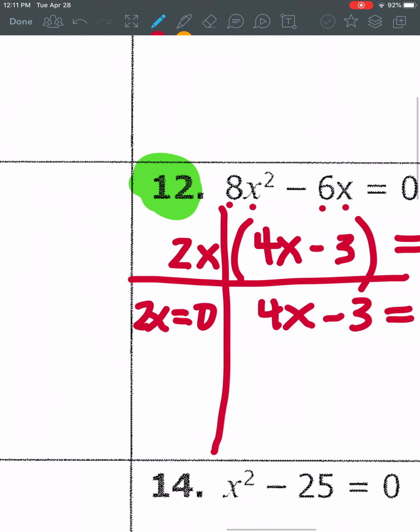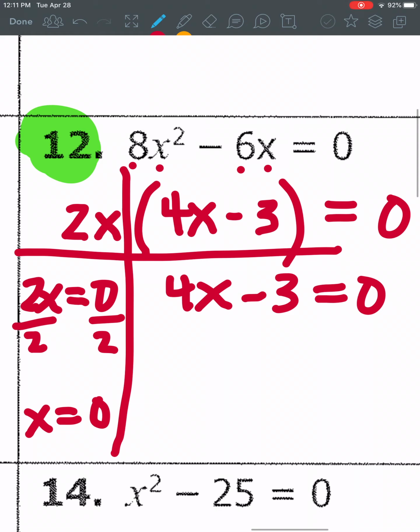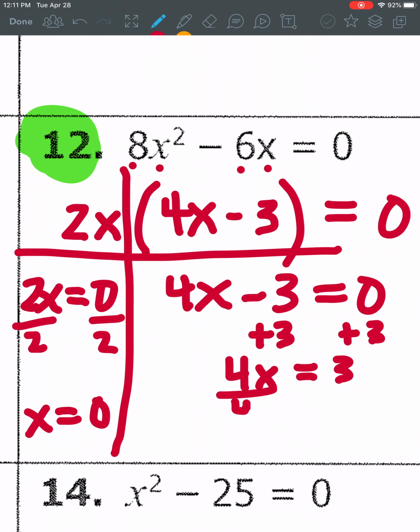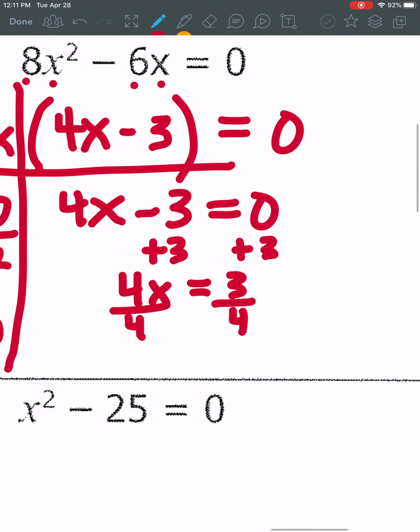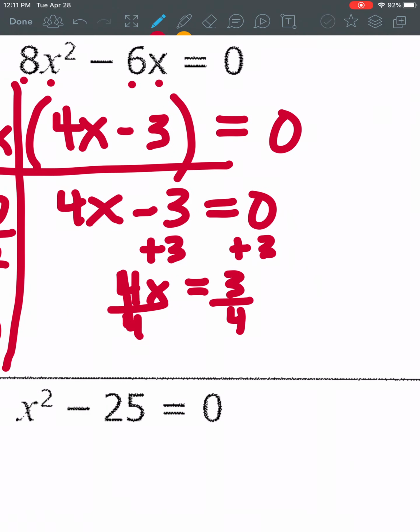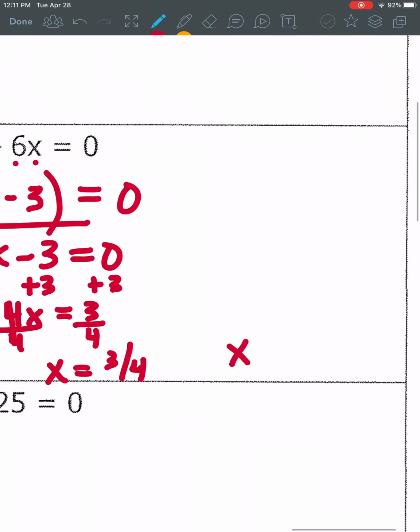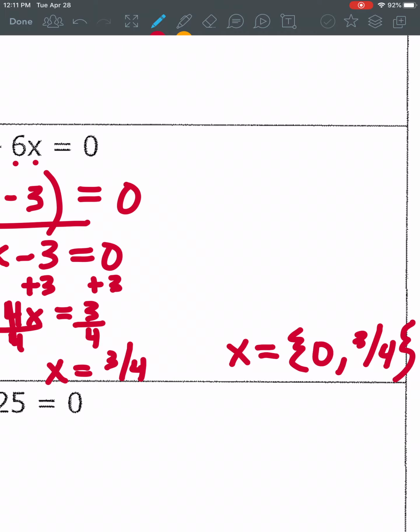Okay, so this one, if we divide both sides by 2, 0 divided by 2, so x equals 0. There are times that the graph crosses at the actual origin, 0, 0. So x equals 0 is one of our solutions. Now this other one, this is going to be a two-step equation. So add 3 to both sides, 4x equals 3. Divide by 4. Now 3 we can't divide perfectly by 4, so remember we can keep it a fraction. So x also equals 3/4. All right? So x equals 0 and 3/4.